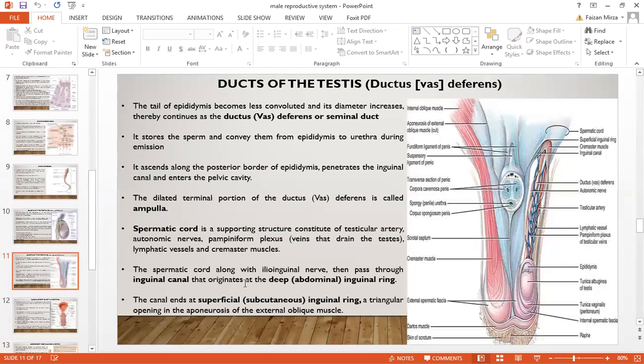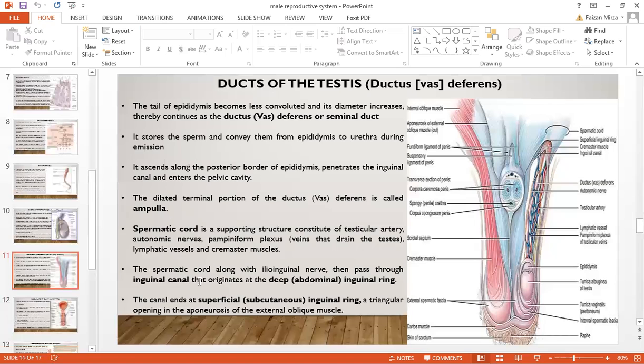The ductus of the testis continued. The tail of the epididymis is less convoluted as it goes out. It forms the ductus deferens, or the seminal duct. It also stores the sperm that are conveyed to it through the epididymis. It ascends along the posterior border of the epididymis. The dilated portion of this vas deferens is called the ampulla. The spermatic cord supports the structures such as the testicular artery. All these structures are supported there.